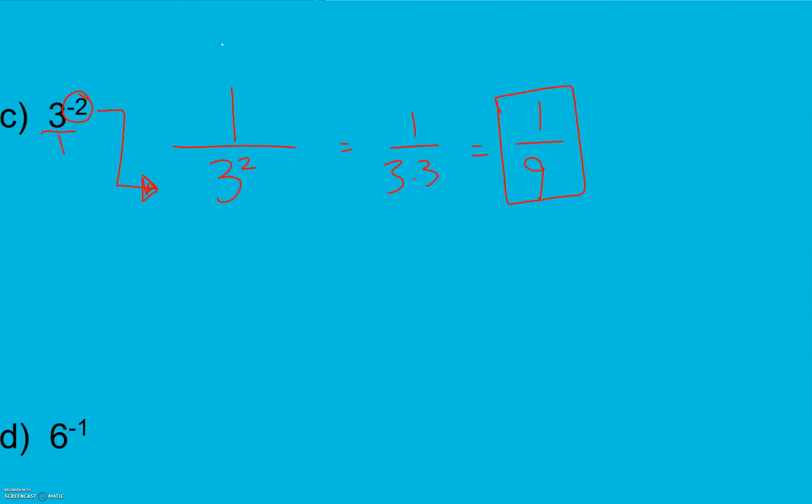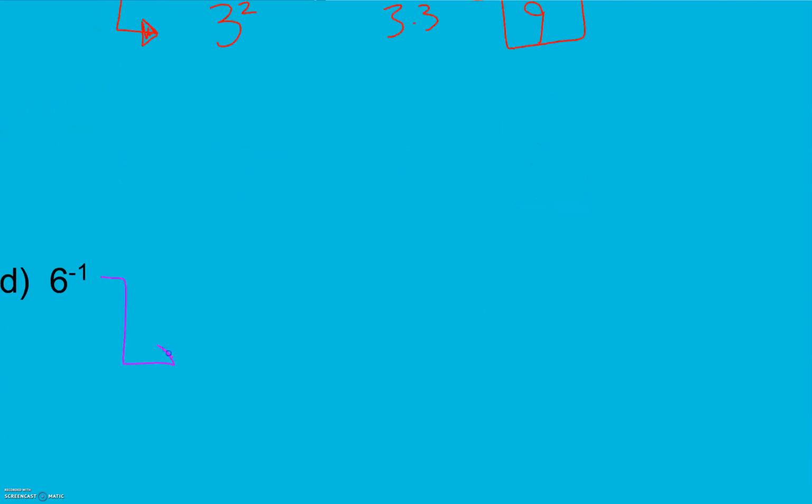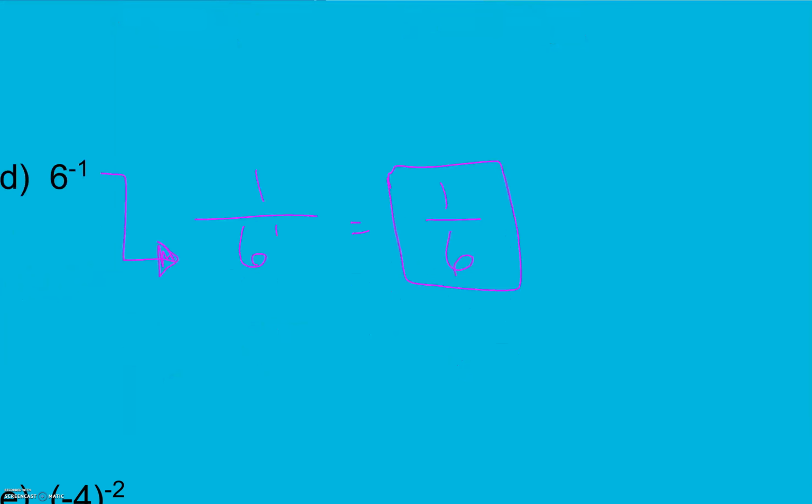In D, I have 6 to the negative first power, so I move it to the denominator so it becomes positive, which means I just have 1 over 6, just 1/6 there.